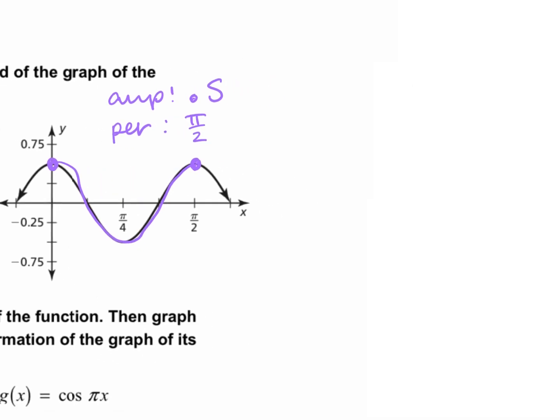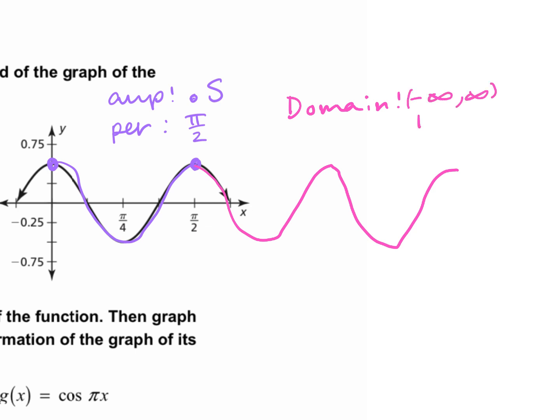On the quiz tomorrow, you may have a question that asks you about domain and range of a graph. So if for number 2 it asked us for our domain, what would it be? Remember, domain is all your x values. Our graph keeps going and keeps repeating that same shape. So our domain would be negative infinity to infinity, or all real numbers.